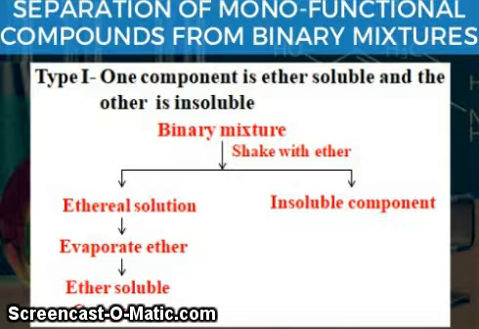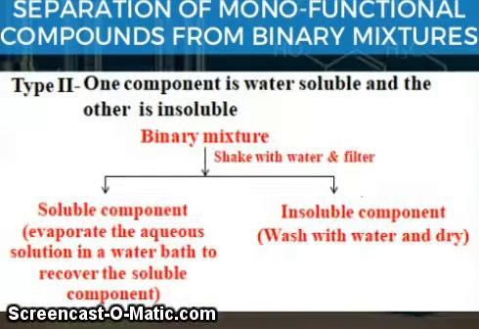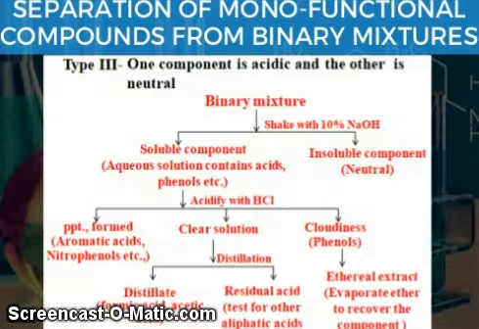Separation of monofunctional compounds from binary mixtures. For a binary mixture, shake with ether; the insoluble compound is separated, and from the ethereal solution, evaporate the ether to recover the ether-soluble component. Now if one component is water soluble and the other is insoluble, shake with water and filter. Wash the insoluble component with water and dry. For the soluble component, evaporate the aqueous solution in a water bath to recover the soluble compound.